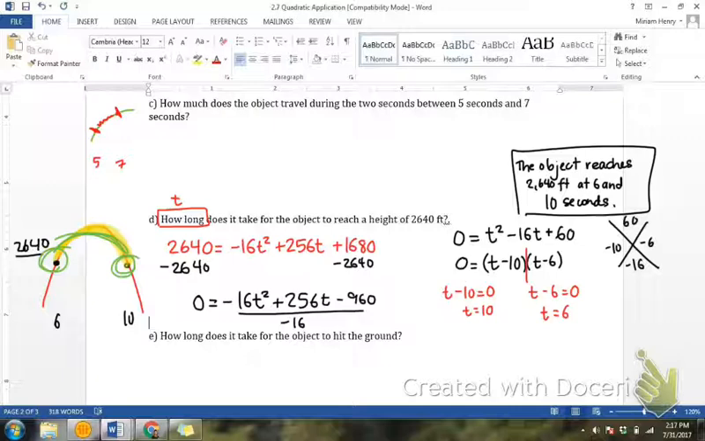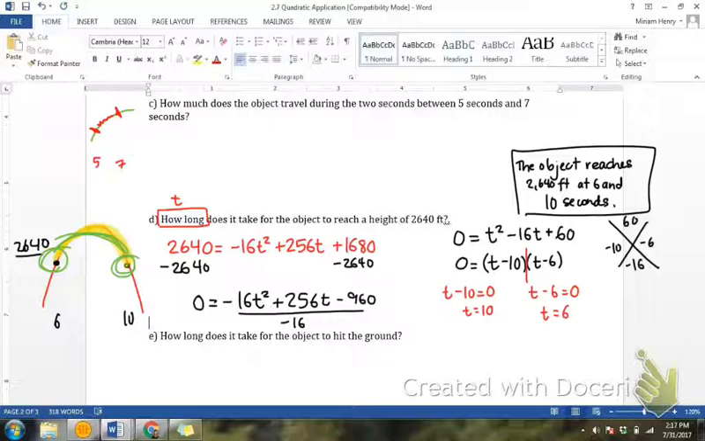Okay, so we need to find the height at 5 seconds, and we need to find the height at 7 seconds. So what are we going to do to find the height at 5 seconds, Lexi? How do you find the height at 5 seconds? What is 5 giving us? What variable in our equation is 5? Is it the height or is it the time? It's the time, right?